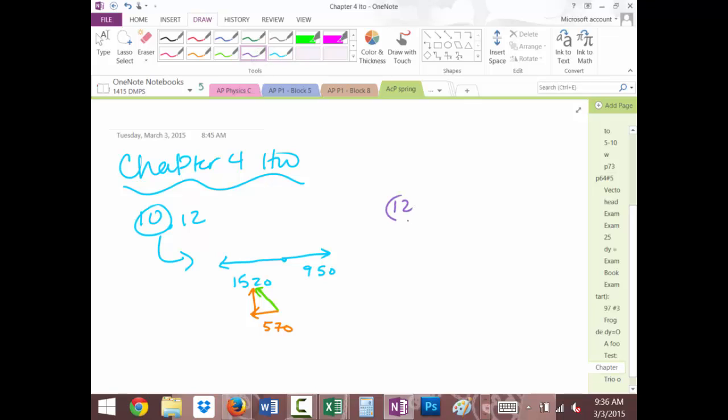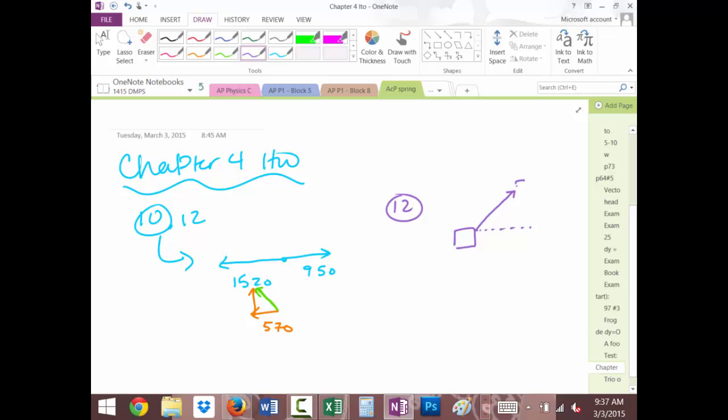Number 12 says, a dog pulls on a pillow with a force of 5 newtons at an angle of 37 degrees above the horizontal. Okay, sure. So we've got a pillow, and there's a force of the dog pulling something. I guess 37 degrees is going to be a little bit higher than that. That's a little too big, but whatever.